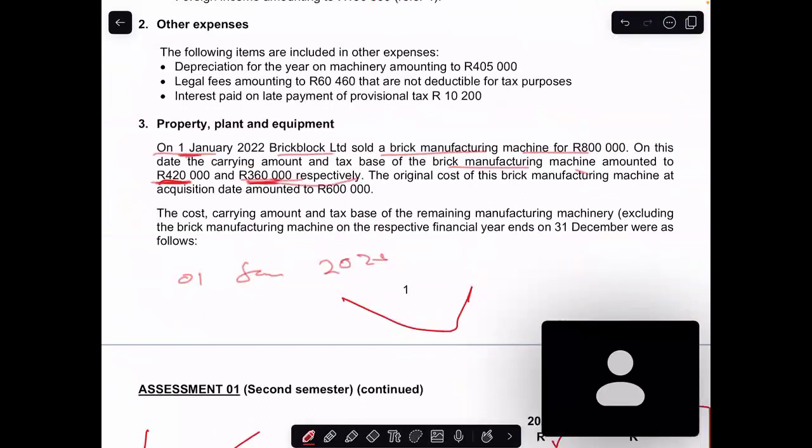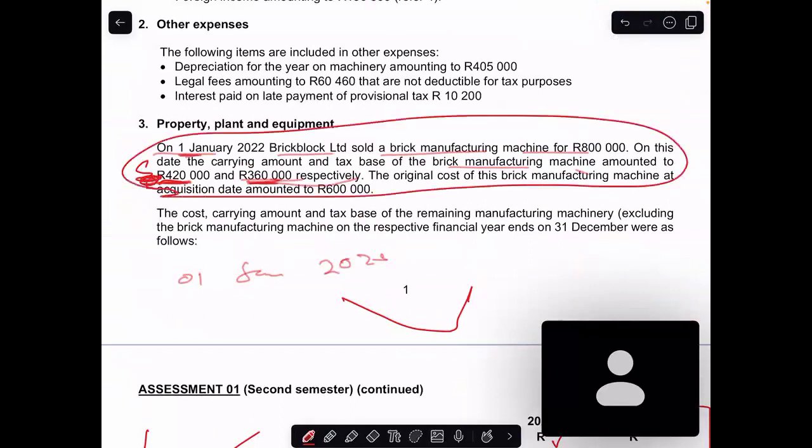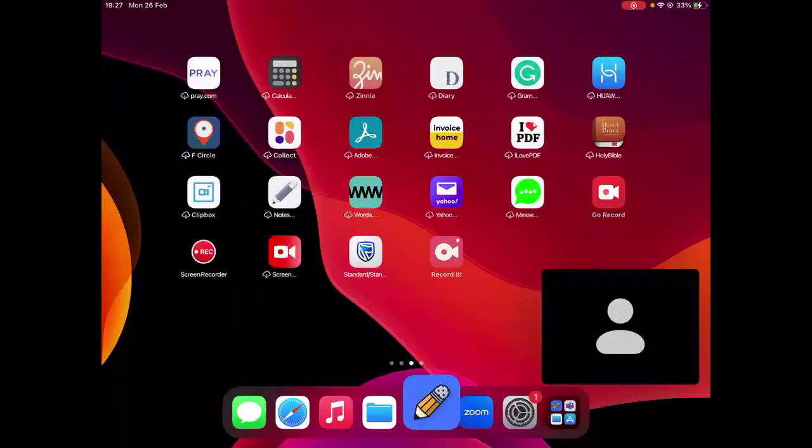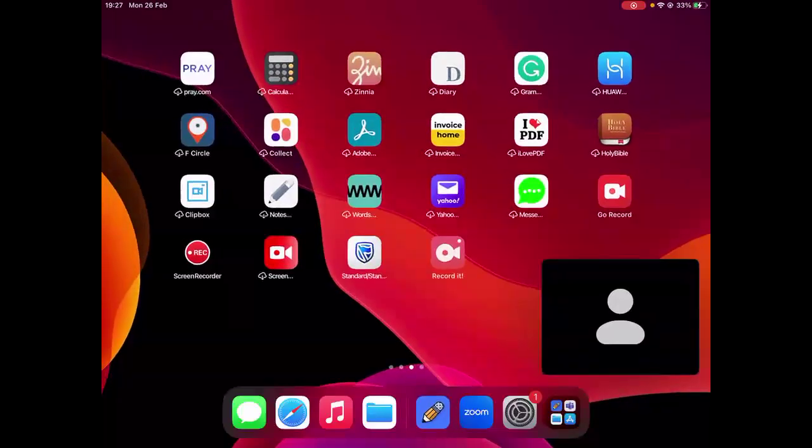Right, so these assets are no longer there. Let's agree, this one is no longer there in 2022 because we sold it on 1 January 2022, which is the beginning of the year. So we no longer have it. Then they said the carrying amount and tax base of the remaining machines, excluding brick manufacturing machines. So we have machines plus brick manufacturing machines. The other machines, excluding brick manufacturing machines, is how much?